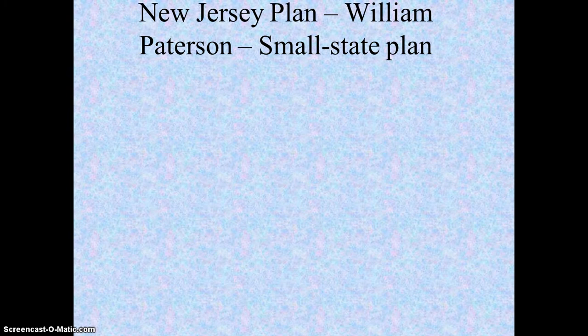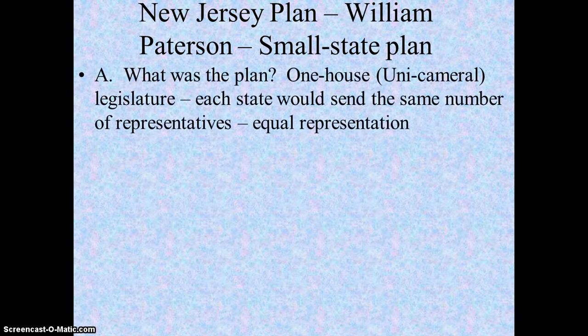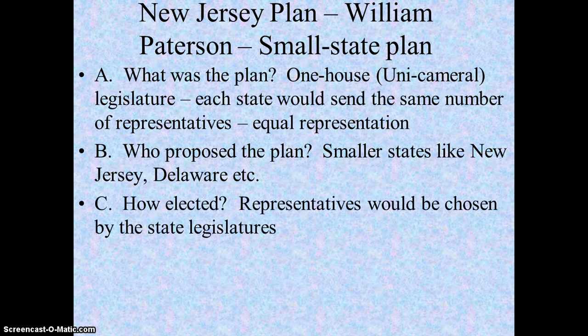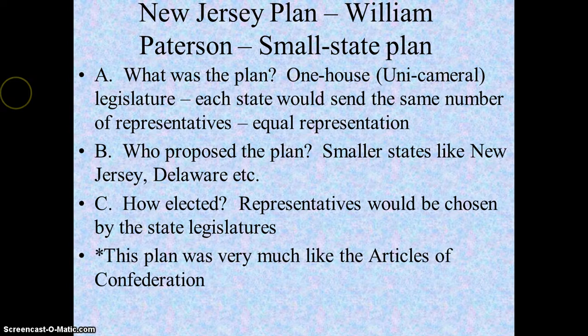The New Jersey Plan. This is going to counter the Large State Plan, proposed by William Paterson of New Jersey. What was the plan? It would be one house, a unicameral legislature. Each state would send the same number of representatives, equal representation. Who proposed the plan? Smaller states like New Jersey, Delaware, etc. How elected? Representatives would be chosen by the state legislators. This plan was very much like the Articles of Confederation, putting more power with the states and less with the national government.